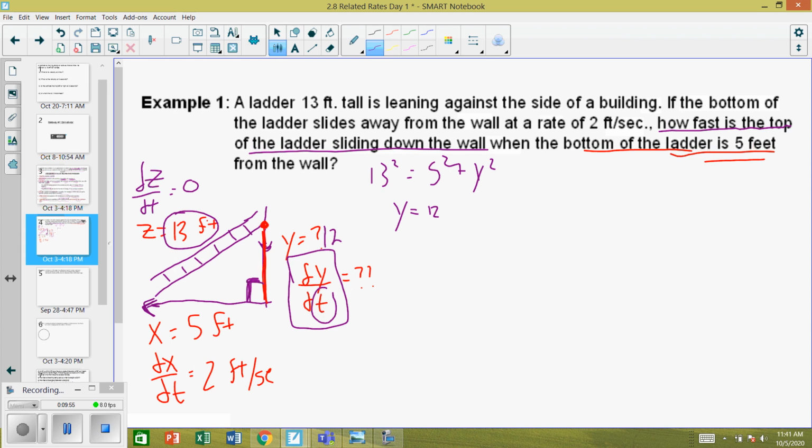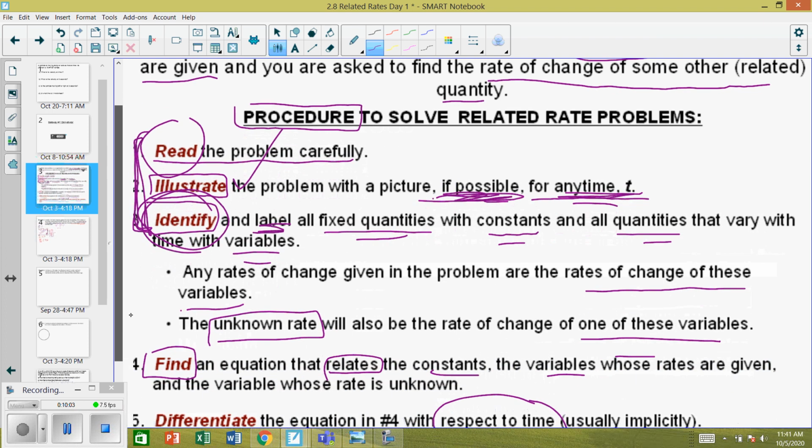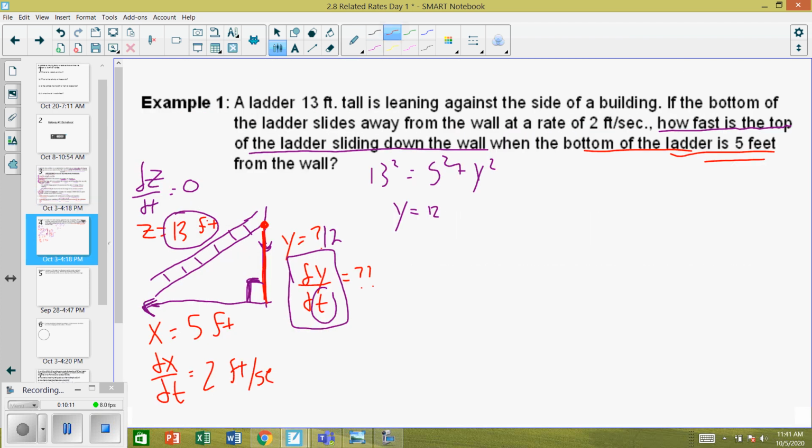The next question, let's go back to these notes here. We read the problem carefully, we illustrated it, and we identified all the variables. So in steps 1 through 3, we set the problem up. Now, step 4 is to find an equation that relates everything together. I've kind of given that away already, but once I label everything, how do I relate x, y, and z together? What is an equation that could relate those together? And you probably already saw it right here, the Pythagorean theorem. So I'm going to write that down. I'm going to write x squared plus y squared equals z squared.